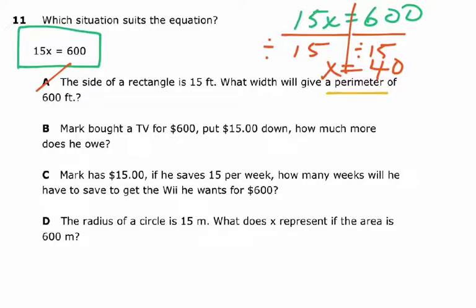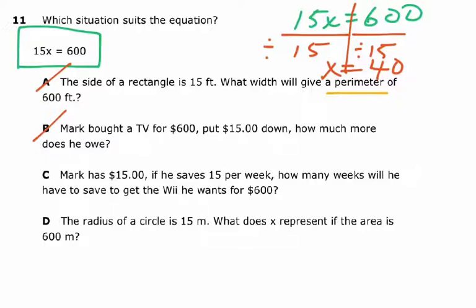B says Mark bought a TV for $600, so that could equal 600. Put $15 down. How much more does he owe? Okay, well, I don't like that one because we start with 600, but if he puts $15 down, we're just subtracting 15. How much more does he owe? Well, we could solve for that, but that's not going to be the equation that we need to write. So B does not seem like a good choice to go with.